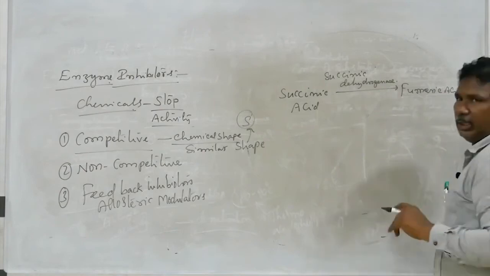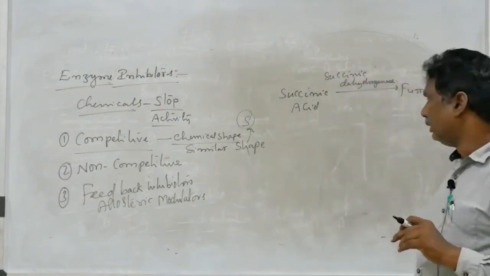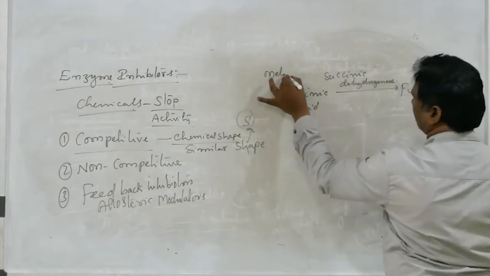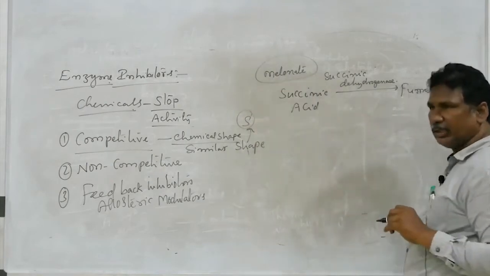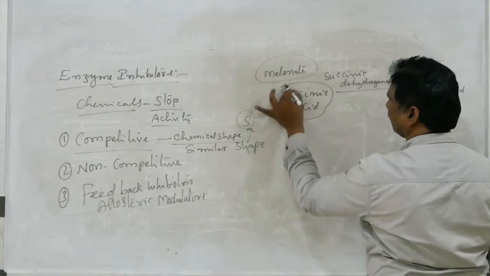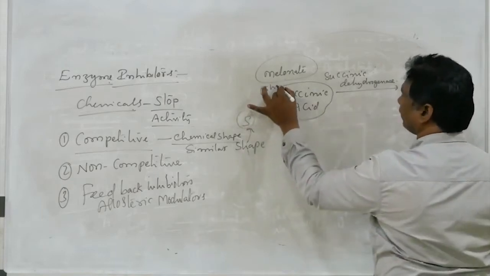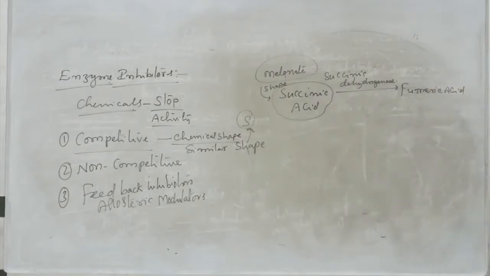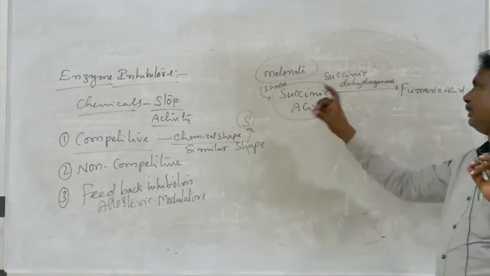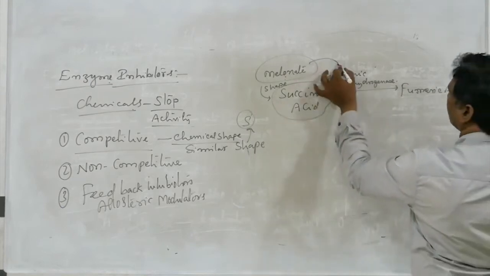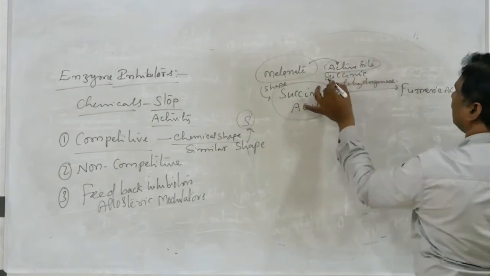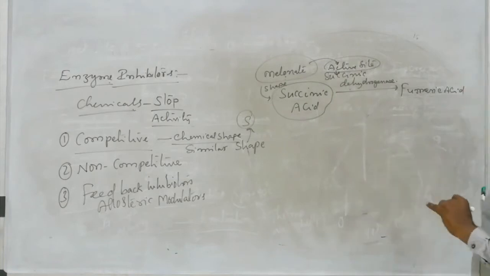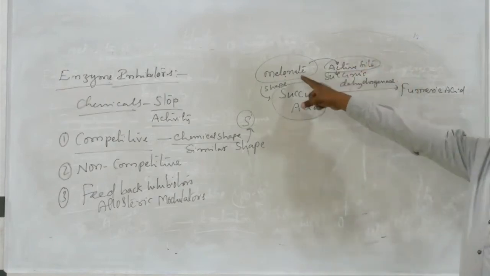In this one, this bit came in NEET exam 2020. Here there is an acid called malonate or malonic acid. The shape of the malonic acid resembles the shape of the succinic acid and it occupies the active site of succinic dehydrogenase. The function of the succinic dehydrogenase will stop due to the malonic acid.